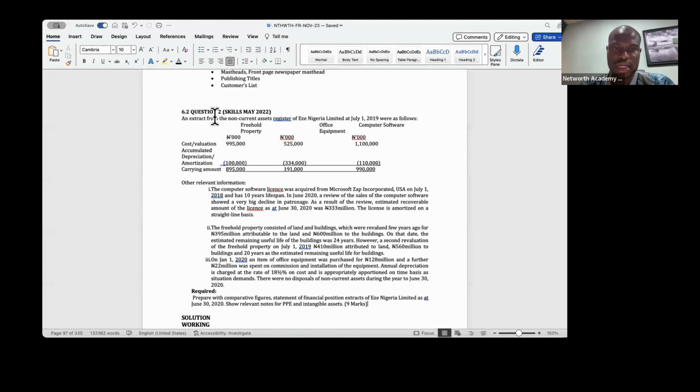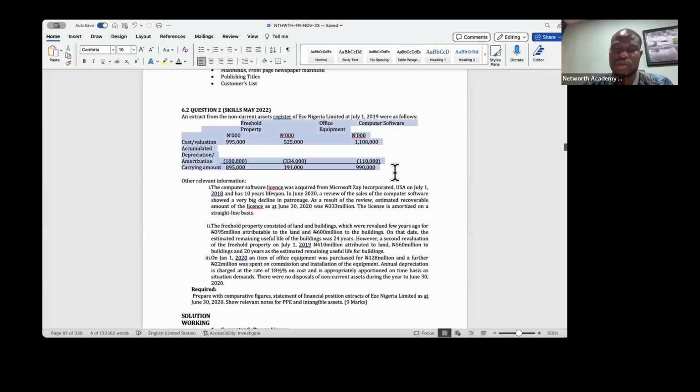They said an extract from non-current assets register of AZ Limited as at July 1st, 2019 were as follows. From these requirements I read, I can see that the year end of the company is June 30th, 2020, and immediately I know this is the beginning of the year. And this examiner made a mistake. This is not a fixed asset register. This is a fixed asset schedule.